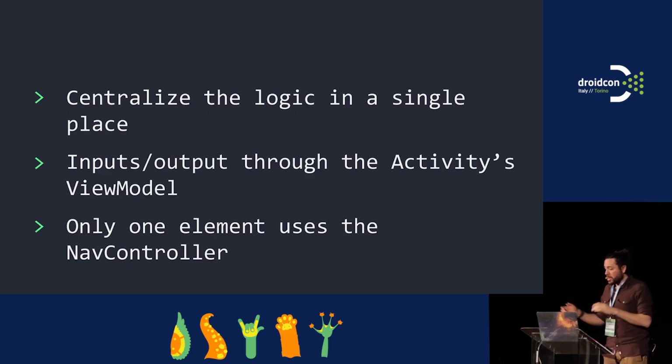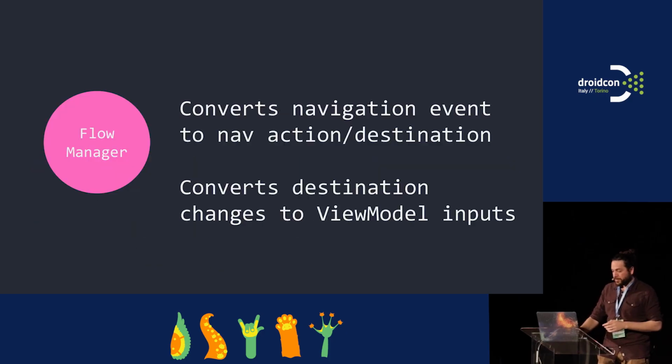Also, all the input and outputs of the activities are done on a view model because we decided to fit to the Google standards, let's say. And also, only one element will have access to the nav controller, and it's basically the single place I'm telling you about. These elements have access to the nav controller and only this one.